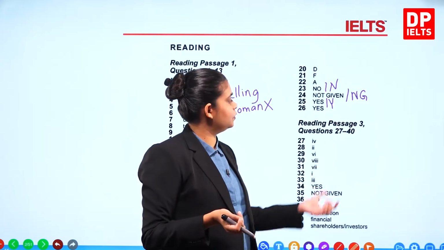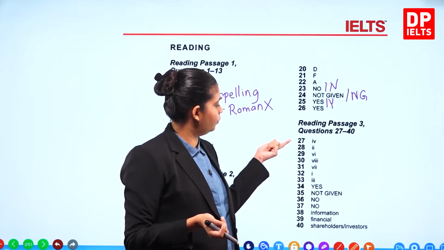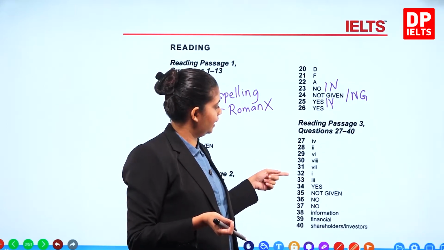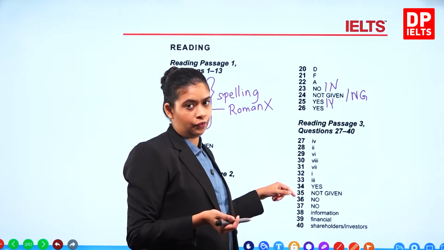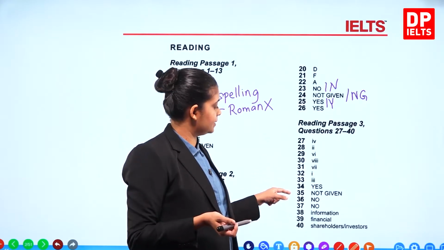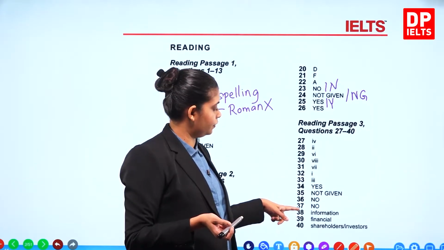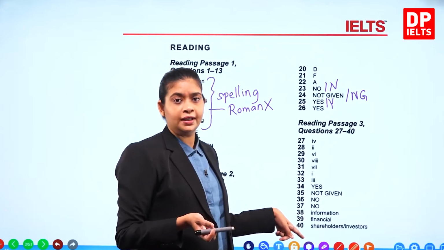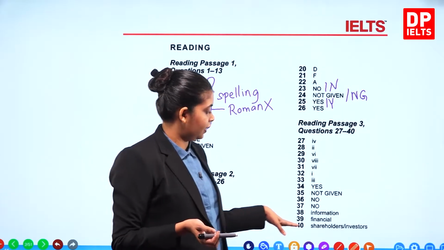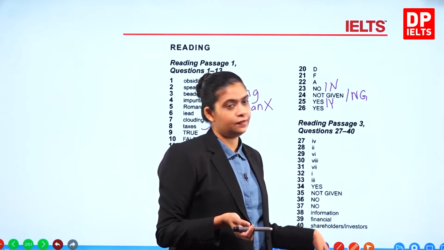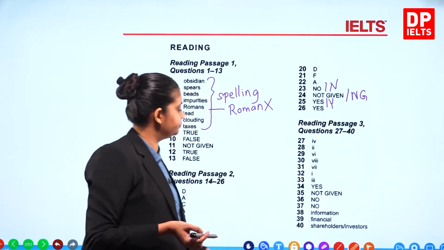Then 27 to 40: 4, 2, 6, 8, 7, 1, 3, yes, not given, no, no, information, financial. You could have shareholders or investors. Either word is fine, okay?